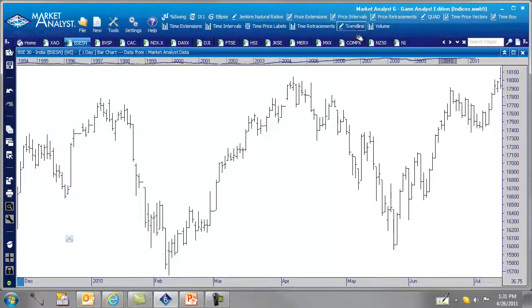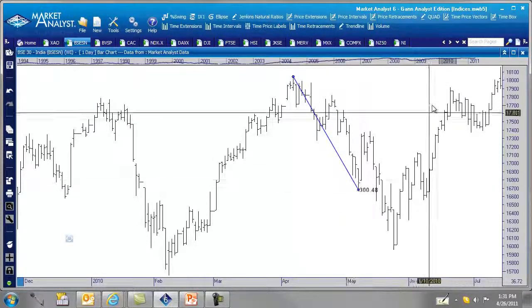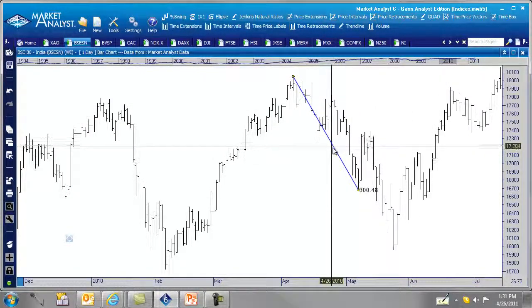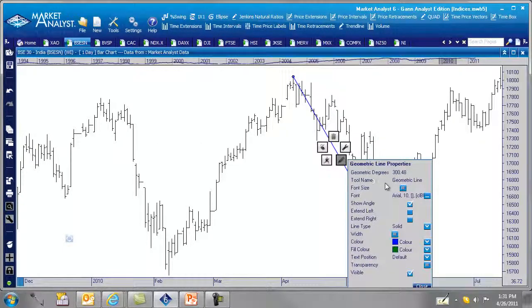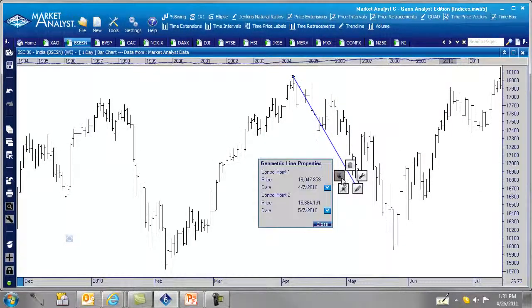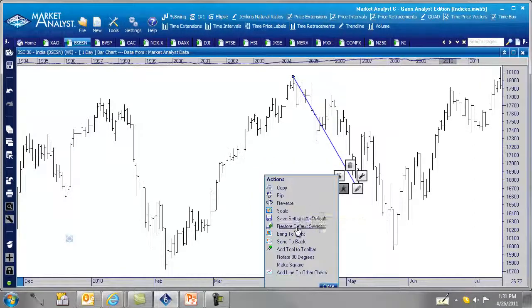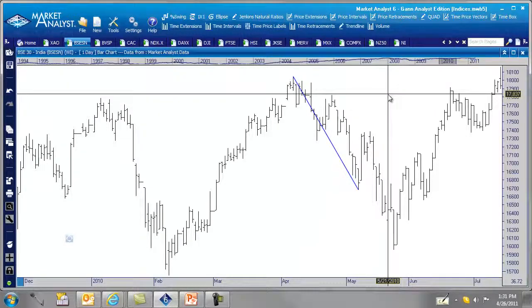To emphasize these legs, I'll just use my trend line and draw from the high to the low. This trend line is a geometric trend line. It gives you the angle on the trend line. You can turn off the angle if you want. So not to confuse you, I will turn that off and set it as default so we don't have to keep looking at that. Settings as default. Okay, good. So now let's do another trend line here.